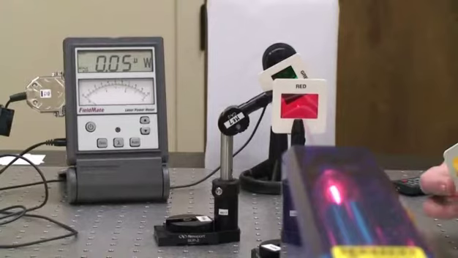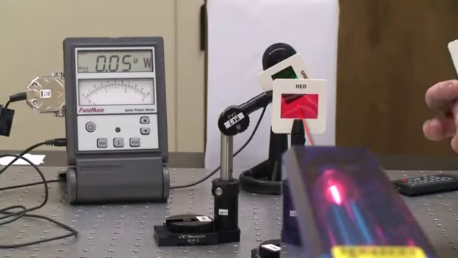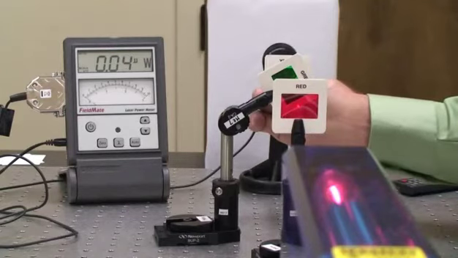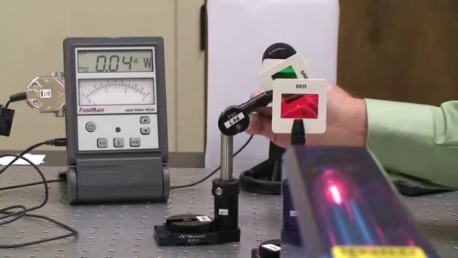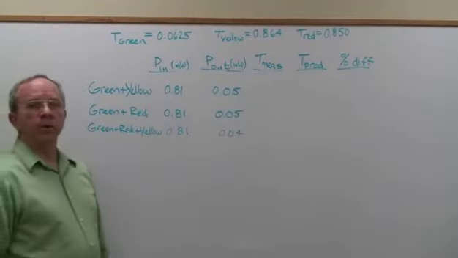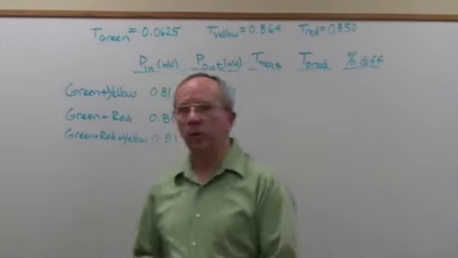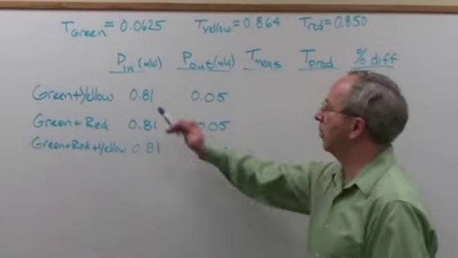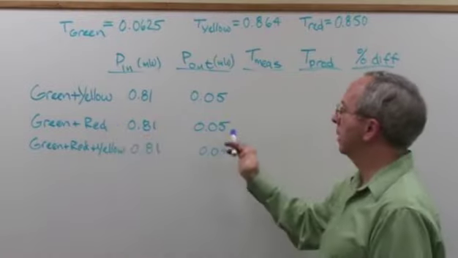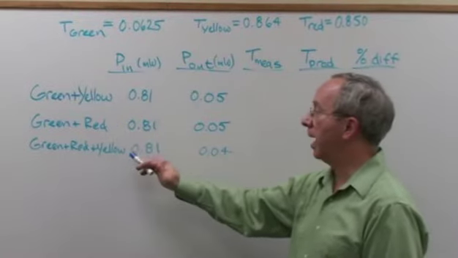And because it's easy enough to do, let's just simply hold the yellow filter in place finally, and we'll see that the power drops to 0.04 milliwatts. Okay, so here are the data values that we recorded for our multiple filters of green and yellow, power in and power out, green and red, and green and red and yellow.